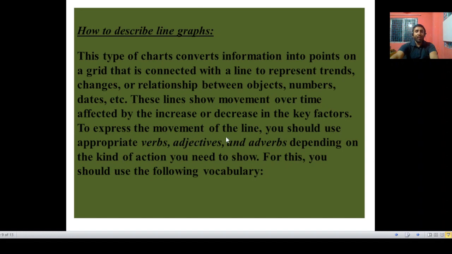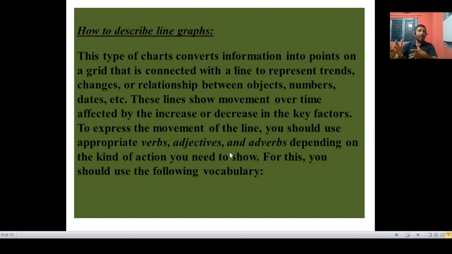To express the movement of the line, you should use the appropriate verbs, adjectives, and adverbs depending on the kind of action you need to show. For this, you should use the following vocabulary. That is about all about this describing.